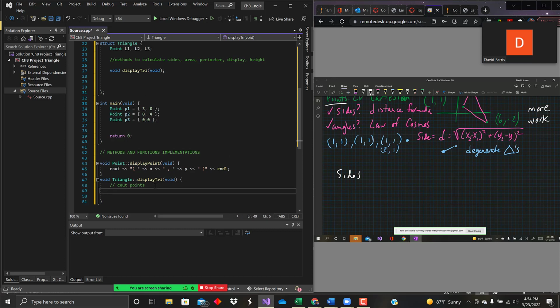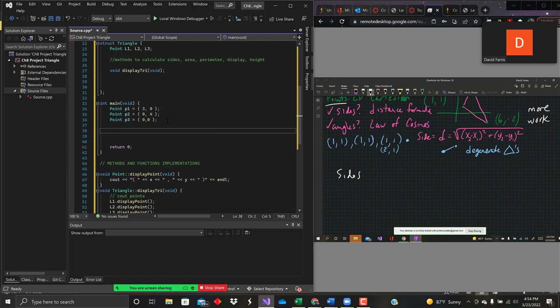Let's do it. And since point is part of structure, I can access the point methods here. I could just say display point. But I need to choose a point. So I'll go L1 and then I use my dot operator and I get access to my stuff. So we'll do display point and it takes in a void. And then we'll do the same thing with L2. We'll do the same thing with L3. And let's just make sure this works.